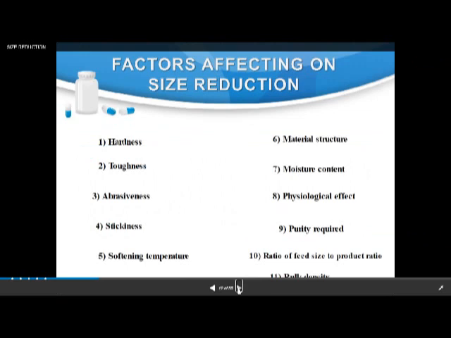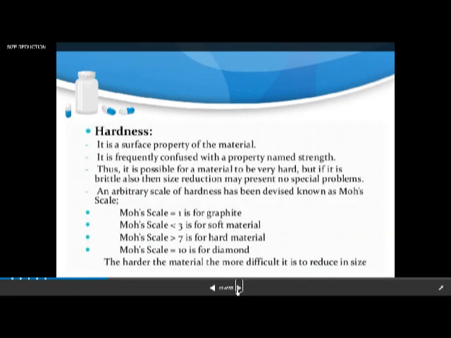Now in this, first is the hardness. What is hardness, and how does it play an important role? It is a surface property of a material. There is a scale to measure hardness, called the Mohs scale. According to the Mohs scale, graphite is number 1.